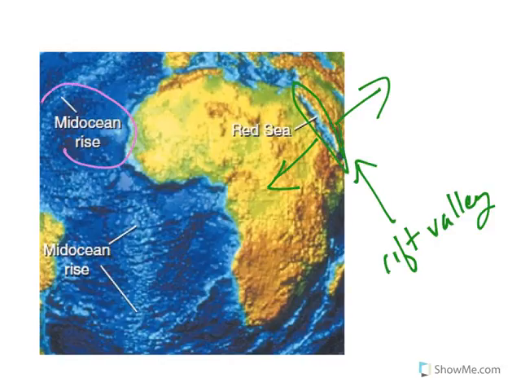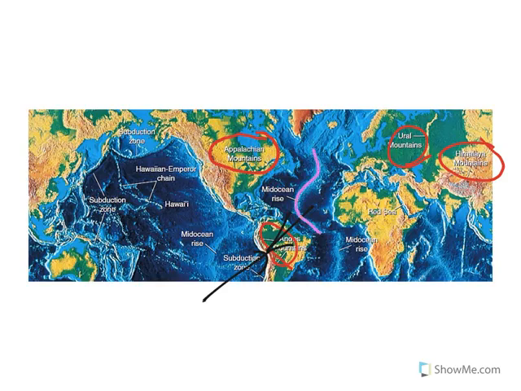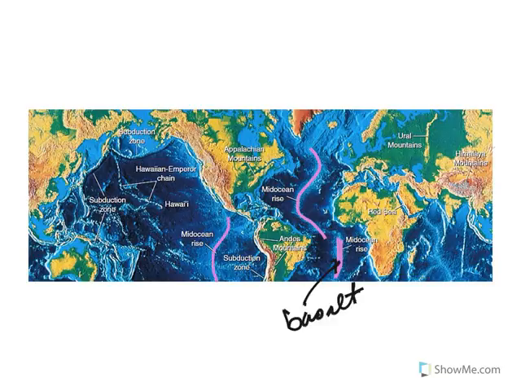Another plate motion effect is a mid-ocean rise. When plates spread apart and magma rises up, mid-ocean rises form. And the rocks that make up these mid-ocean rises are called basalts. So there's the location of your mid-ocean rise, and here it is in the bigger map. There's your mid-ocean rise. Here's another one. Now, as we mentioned, these mid-ocean rises are made of basalt rocks.